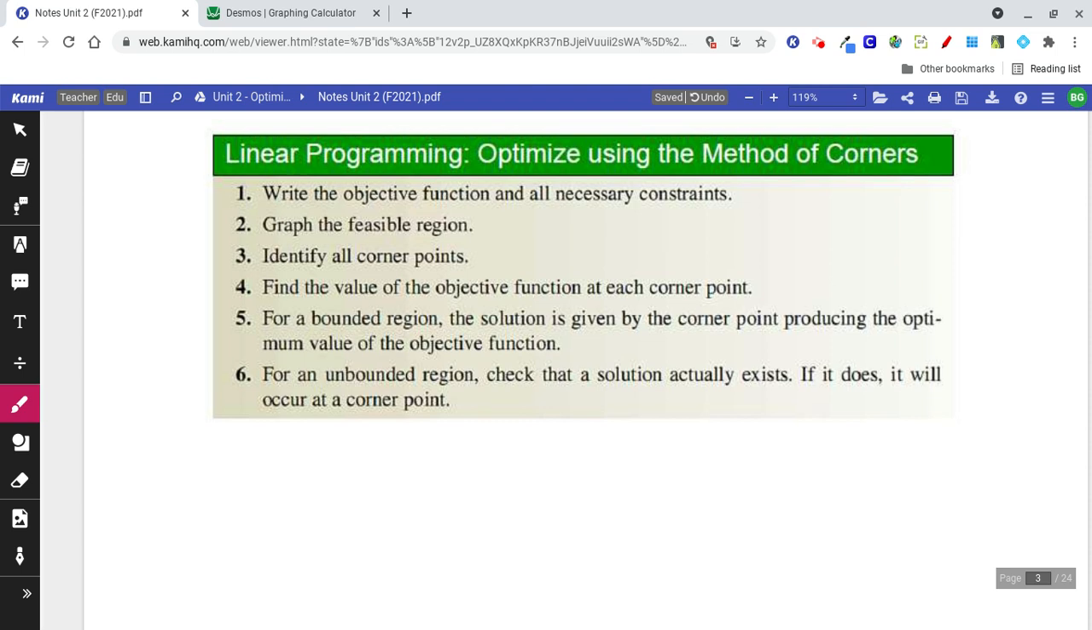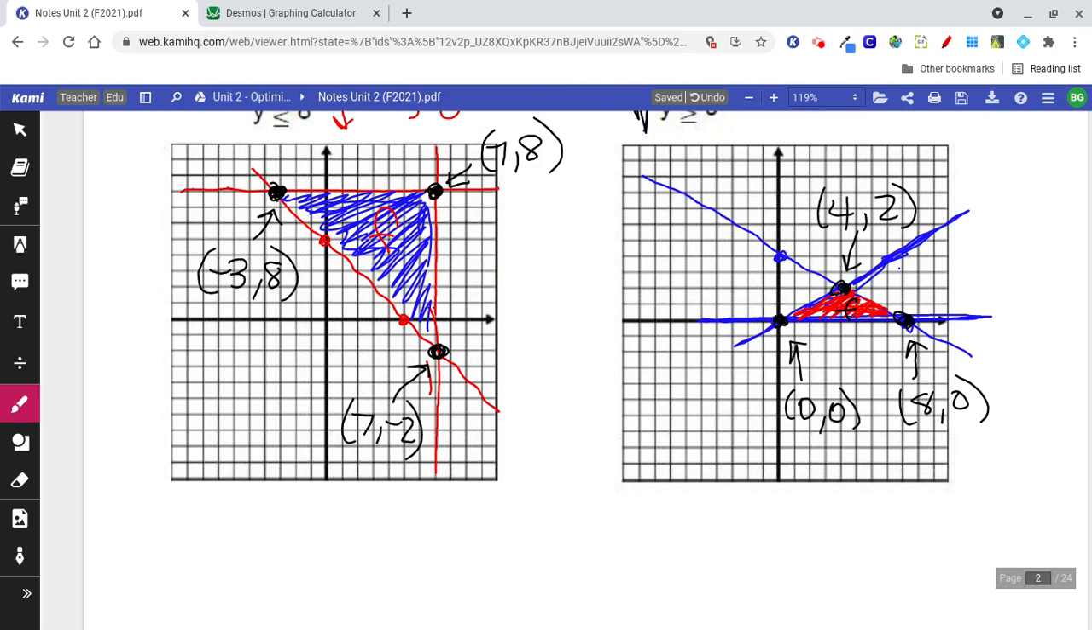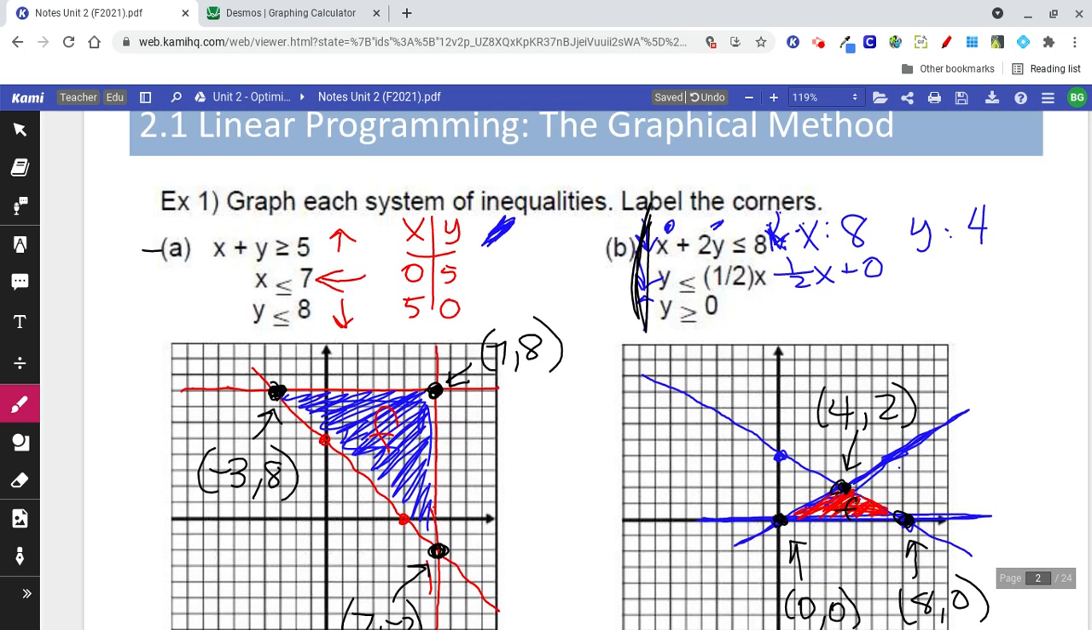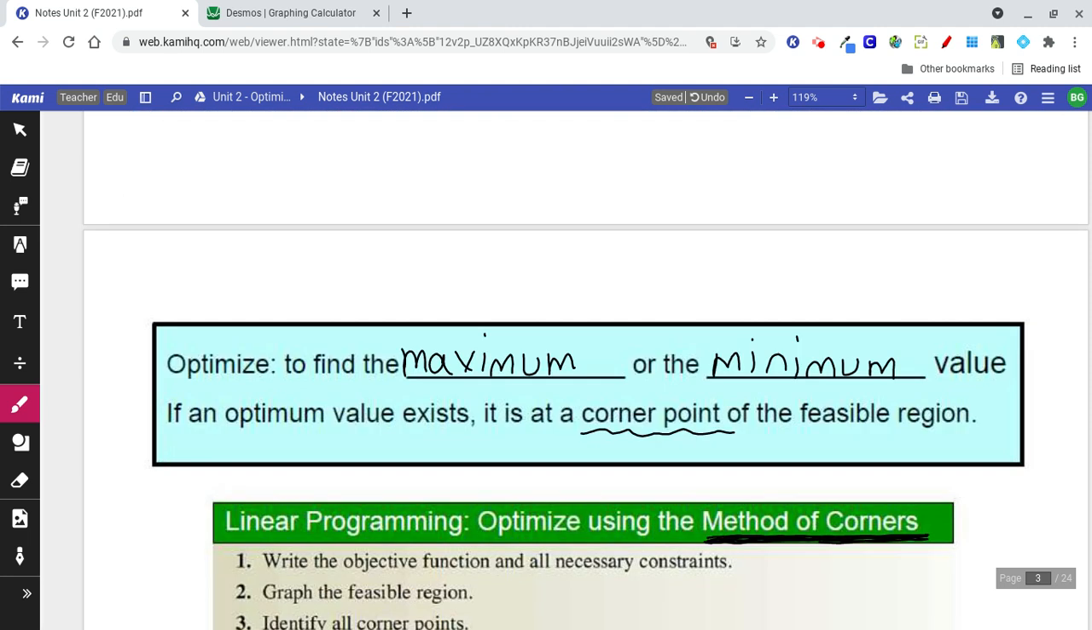So here's how to solve a linear programming problem. It's called the method of corners. That's the method we're using. We'll learn a different method later, but today it's the method of corners. Number one, write the objective function and all necessary constraints. That's just the problem. Write the problem. So this is your objective function, and these are your constraints. Objective function and constraints. Start with that.